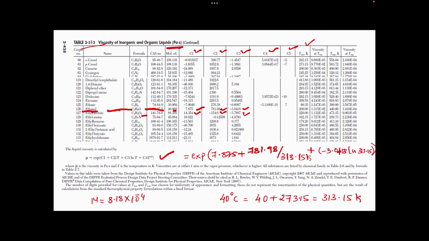What is the unit? As it is told, it is nothing but Pascal second. If you want to convert it to other units, you can easily convert it. For example, if you want to convert it to centipoise, multiply by the conversion factor. There is one more method called the nomograph. This is also a very simple method.